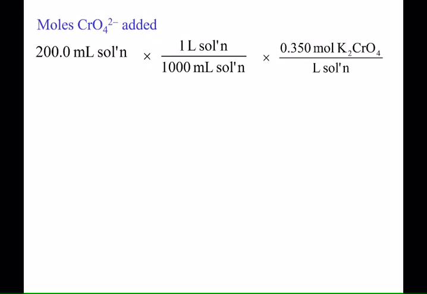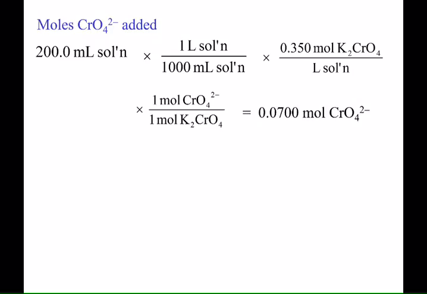And that would leave us with moles of K2CrO4, but to get to moles of CrO4 2-, we have to do this, where we have 1 mole of CrO4 2- per 1 mole of K2CrO4. And then finally, we get moles of CrO4 2- ready to divide by your 400 milliliters. Rounding to 3 sig figs, I get 0.0700 moles of your anion, your polyatomic ion.